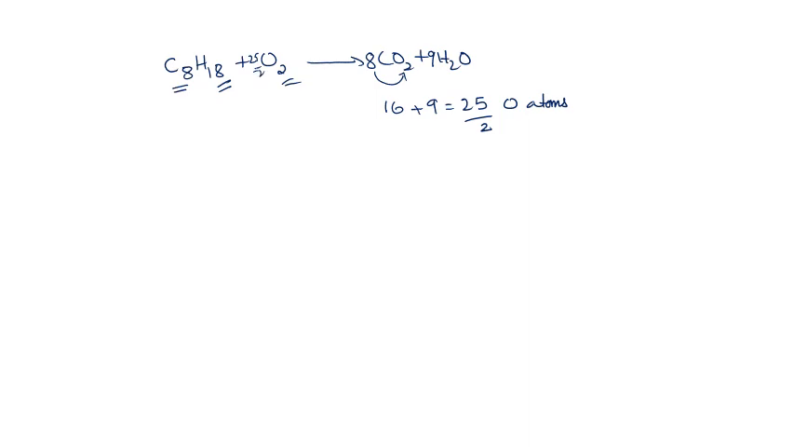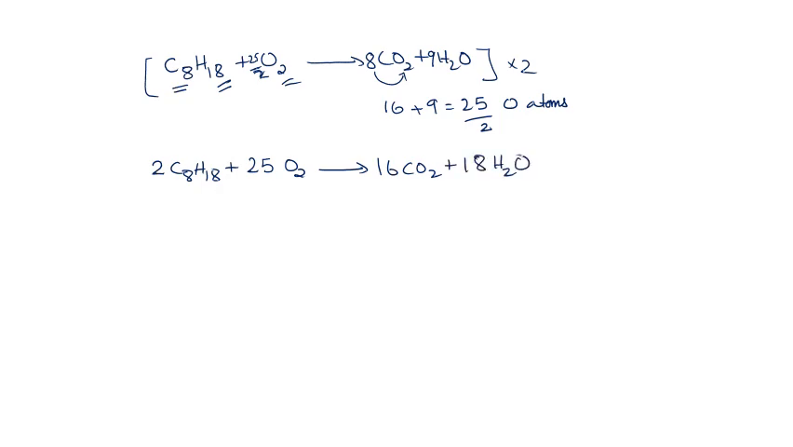Okay, but I cannot have a fraction. So what I will do, I will multiply the whole equation by 2. So what I will get is 2C8H18 and 25 divided by 2 times 2 will be 25 O2. Now multiply coefficient 8 by 2, that means 16 CO2, and 9 times 2 will be 18 water. So that's how we can balance the hydrocarbon with oxygen.